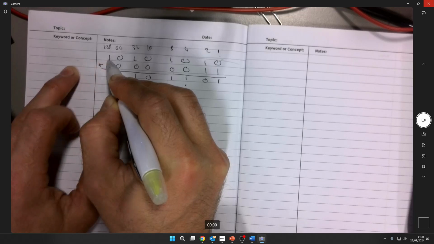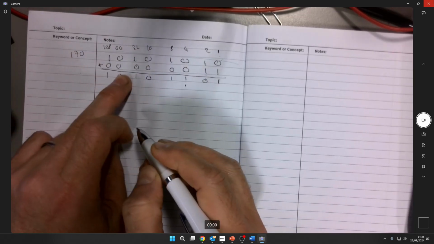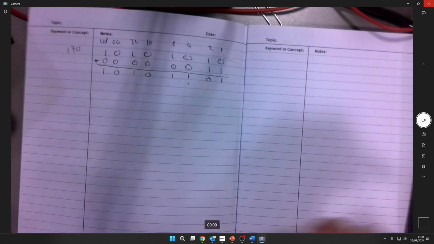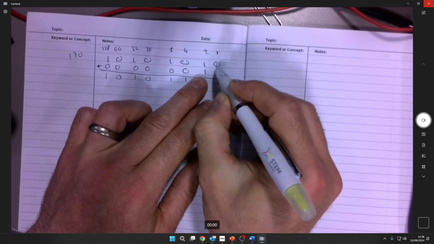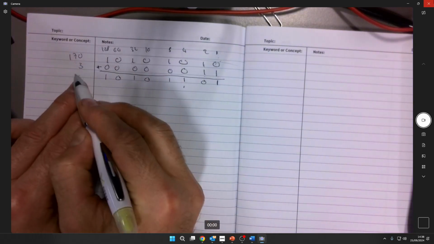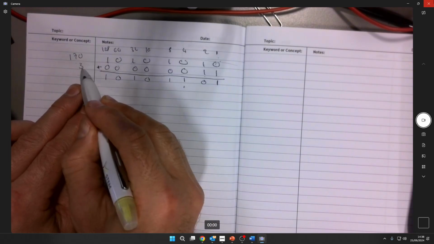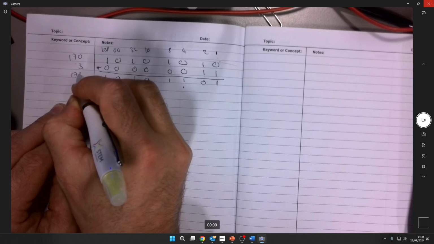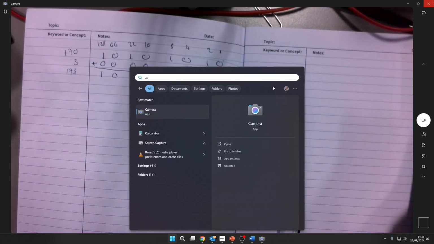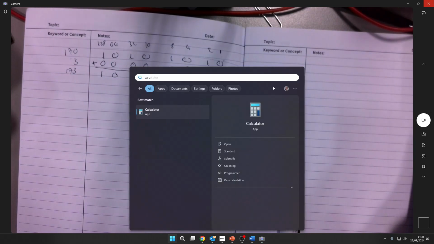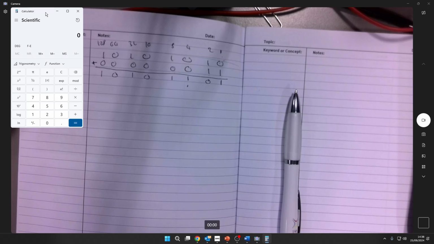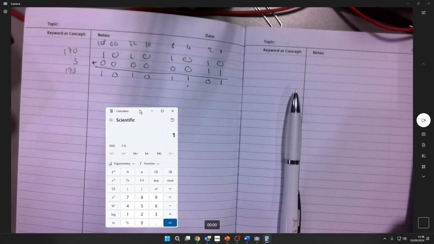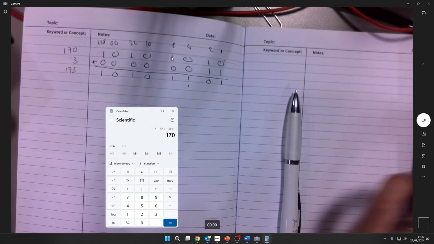Is that right? Hope so. Tell me if I get it wrong. What's this one? So this one here is 3 because we've got a 1 plus a 2. If we were doing this in denary, we would expect 170 plus 3 to be 173, yes? Should we just check my maths? Because I'm not feeling very confident at the end of a long day. Let's see. 1. No, I'm not going to add the 1 because we've got a 0 there. 2 plus 8 plus 32 plus 128. Oh, thank goodness.